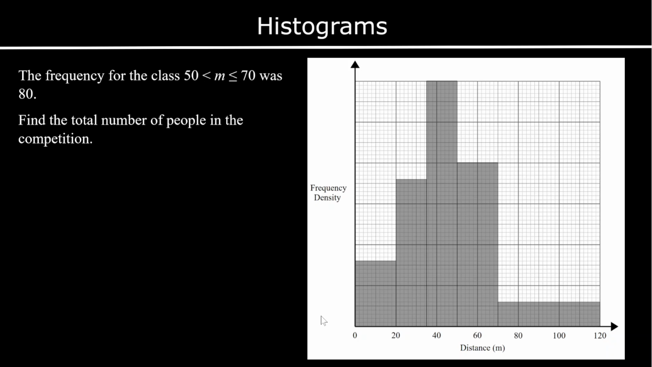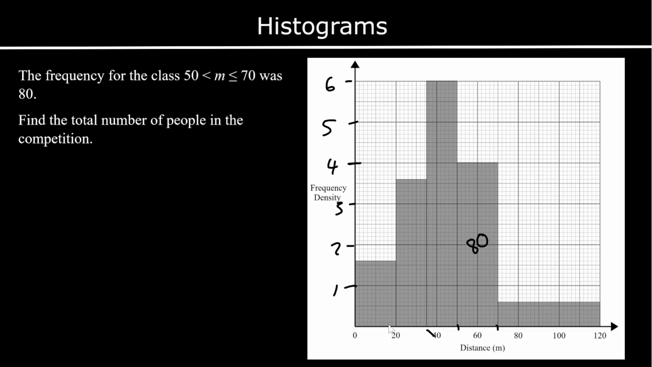So let's say the 50 to 70 bar. The 50 to 70 bar is 80 people, and the base is 20. So 20 times what will make 80? That will be 4. So we can just fill in the frequency density and then just calculate the area of each bar, and that will tell us the frequency.